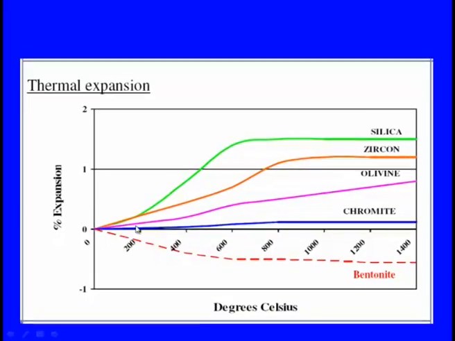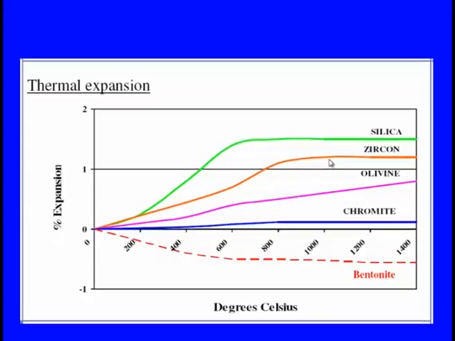Next one, let us see the zircon sand. The zircon sand starts expanding from 0 degrees, and it continuously expands up to 600. At about 600 degrees centigrade, it expands more, and this is its expansion behavior. Its expansion is a little lower than the expansion of the silica sand.